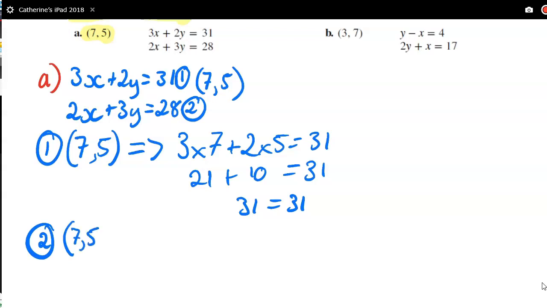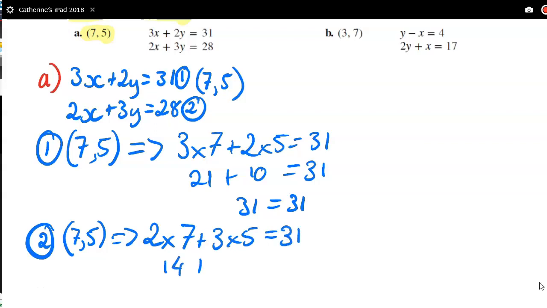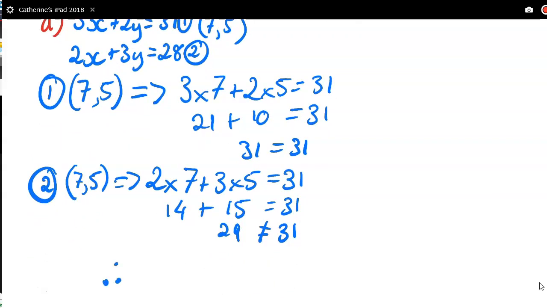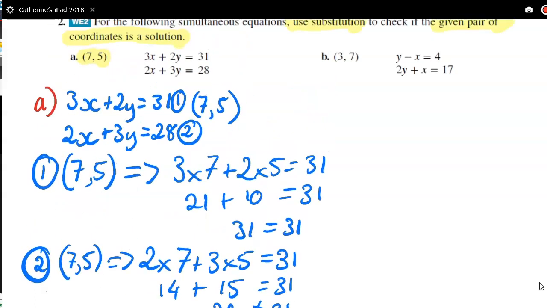So subbing in 7, 5: 2 times 7 plus 3 times 5 equals 28. So that's 14 plus 15, that's 29. That does not equal 28. So therefore 7, 5 is not a solution. Okay.